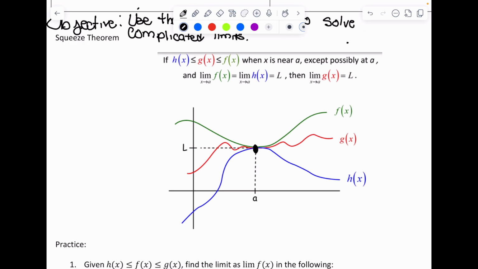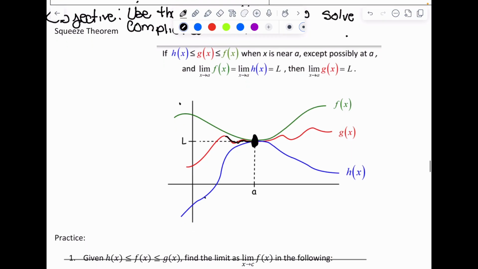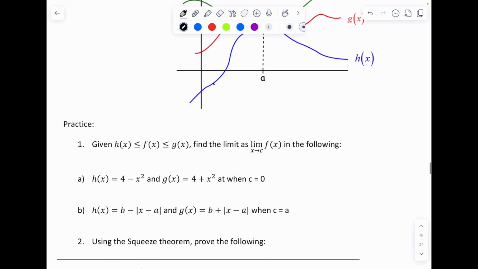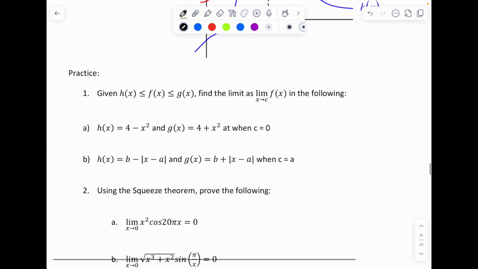Okay? So if you notice here, visually, you can see f of x is greater than h of x, and the red one is in between them, but at a, all three of them would have the same limit because the limit of f of x is the same as the limit of h of x. So let's do a couple of examples just to see how we could use that. I am going to do 1A and 2A, and I'm going to let you do 1B and 2B for homework, and we'll talk about it tomorrow.